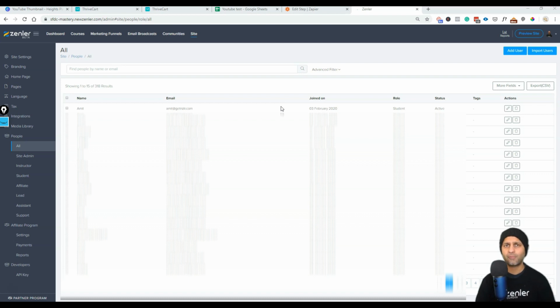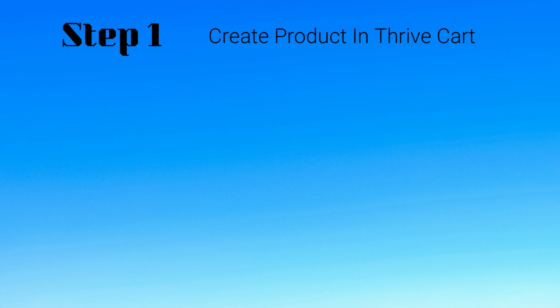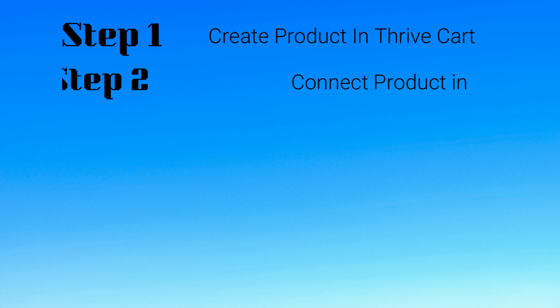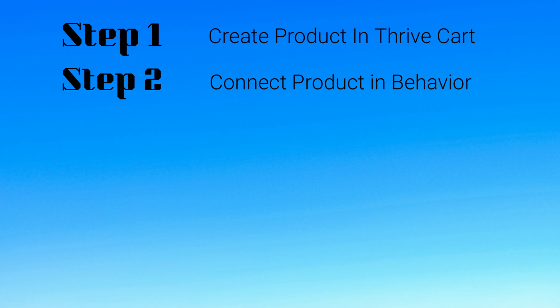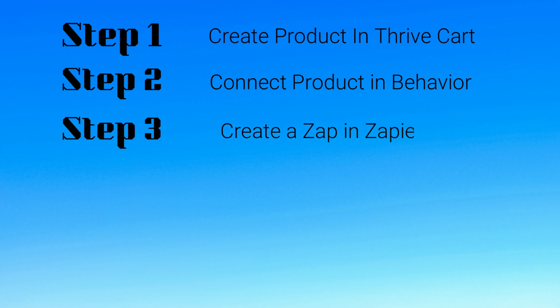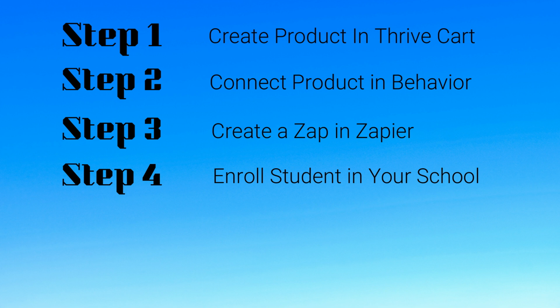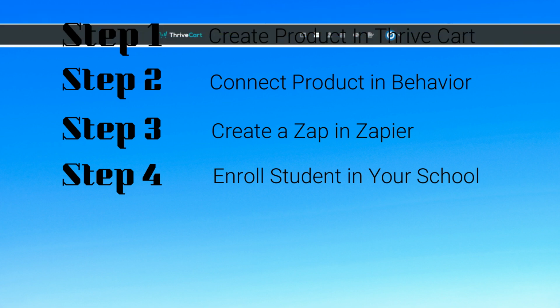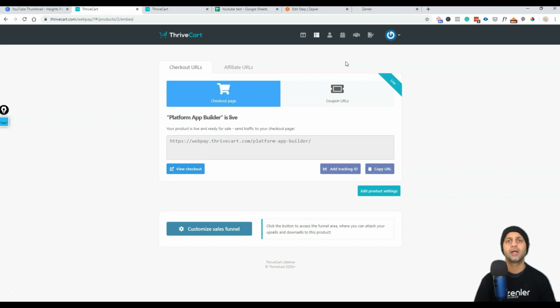So let's recap what we did here. Step one was to create within Thrivecart a product. Once you have that product, you're going to connect that product in behavior with your Google Sheet. Then you go into Zapier, create a Zap, and that Zap is going to fire every time there's a new row in your Google spreadsheet. And once that row gets created, you're going to tell Zapier, okay, now enroll this person as a student in my online school. And that's pretty much it. It's super easy, nothing complicated here. It's just wrapping your head around how all these moving parts fit together, and there you have it.